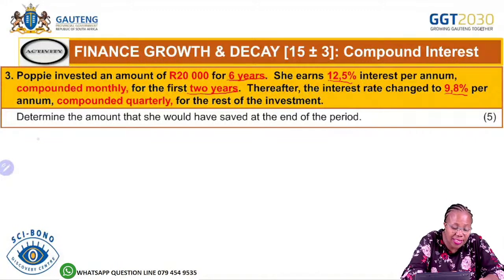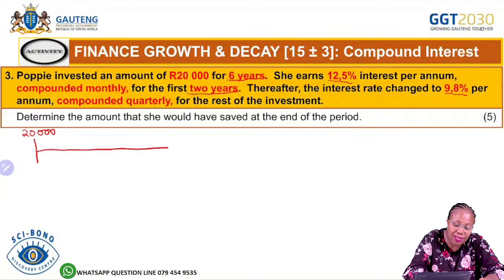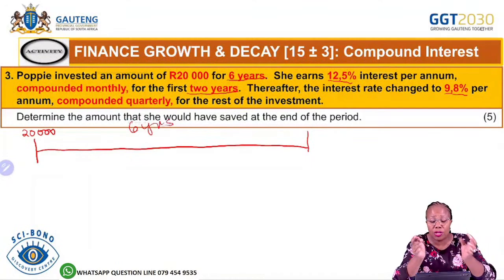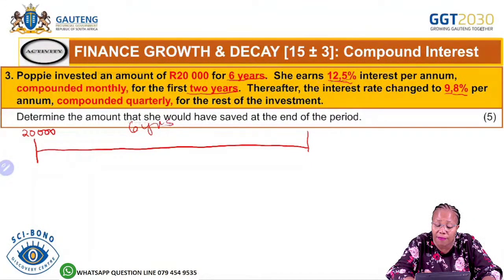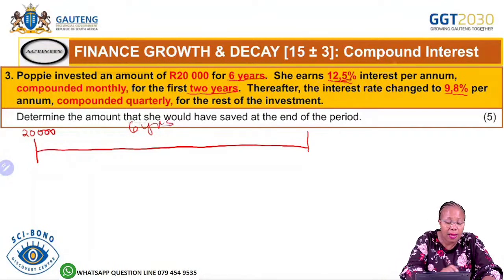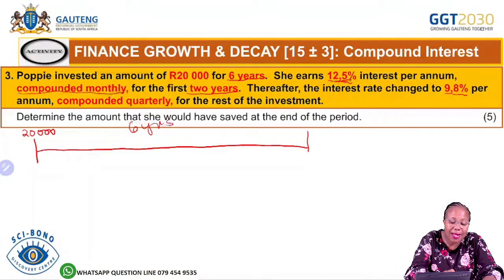Poppy has invested. This is the starting of the investment at the beginning. How much is invested? 20,000 for a period of 6 years. So this whole investment will be for 6 years in total. But there is something that is happening in between. She earns 12.5% interest per annum, compounded monthly, and then for the first 2 years.